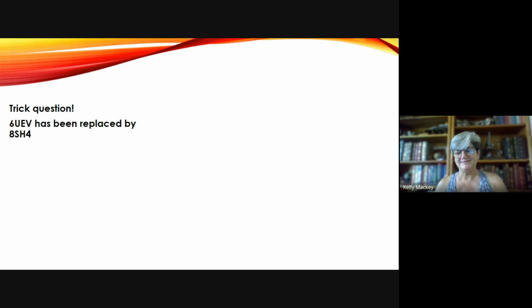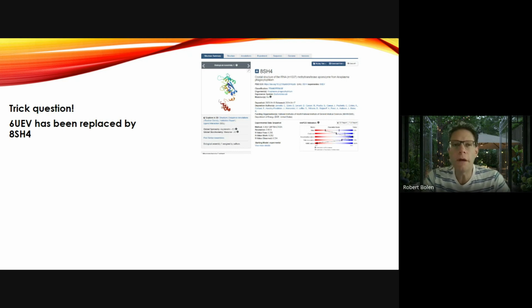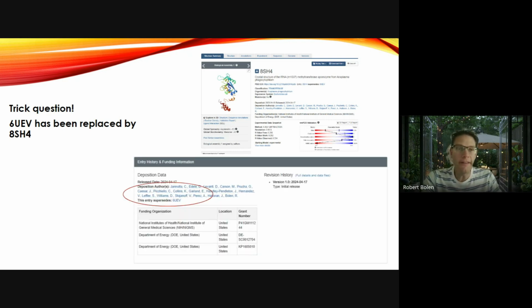Yes, Mr. Bolin. I was just going to say the reasoning behind that was it's the same structure. I found out that the group that was working on it is from our group. There they are.